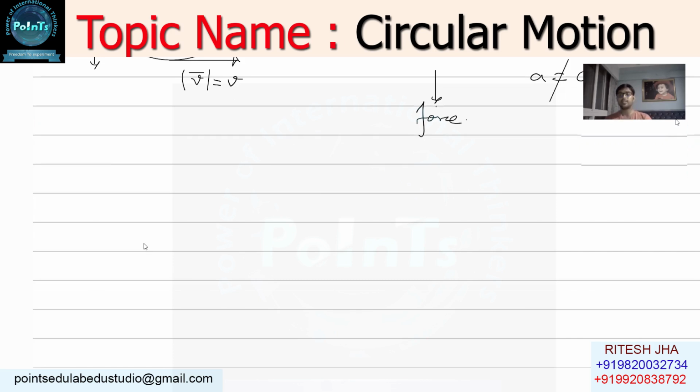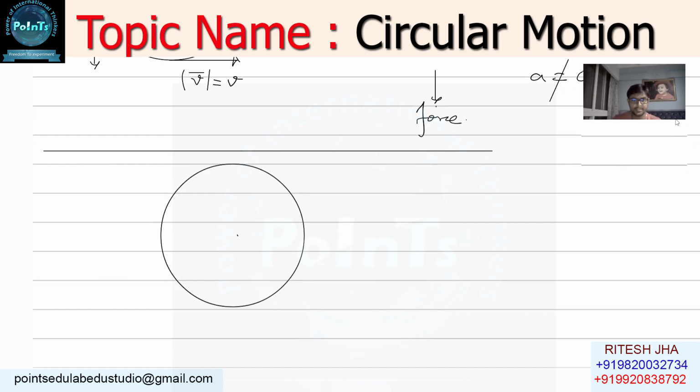So we'll be learning all the details about centripetal acceleration and centripetal forces, and then we'll be doing some questions also. So let's do all of them. Let's further describe uniform circular motion. Uniform circular motion has constant speed. Speed is the magnitude of the velocity.